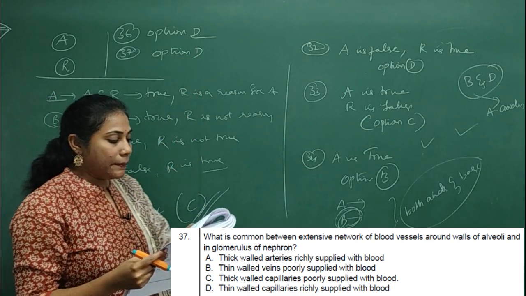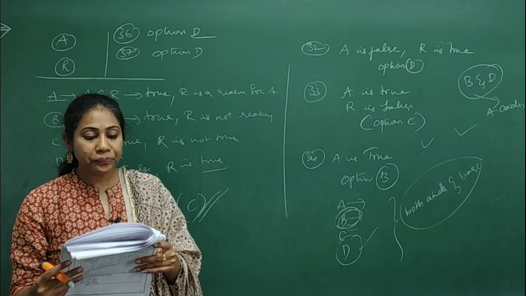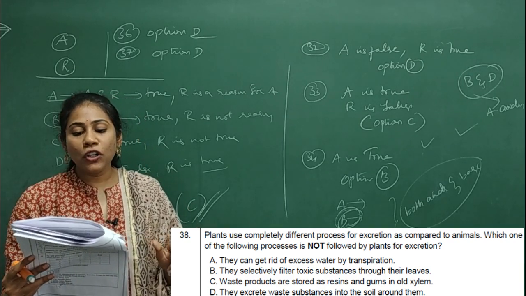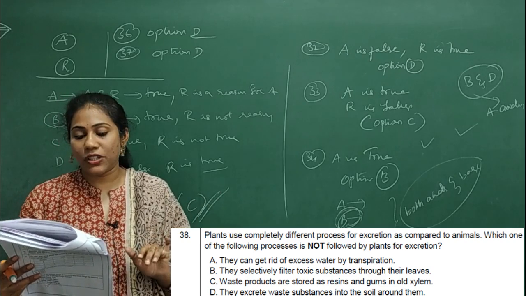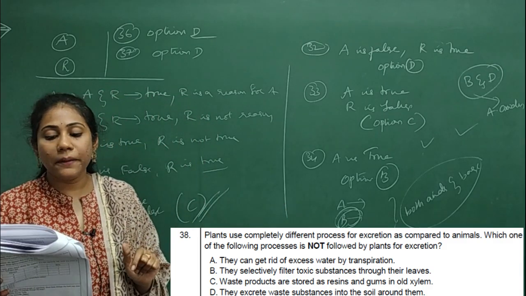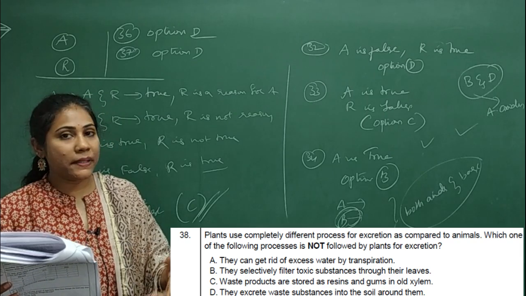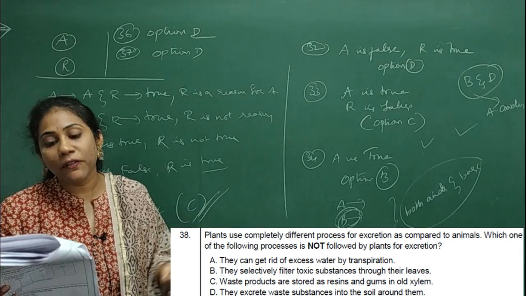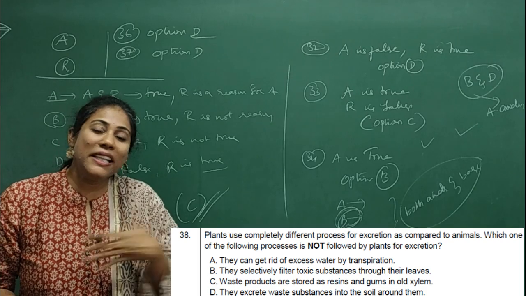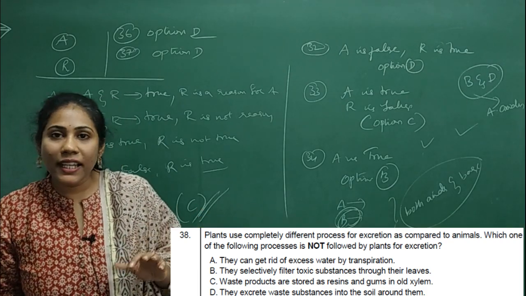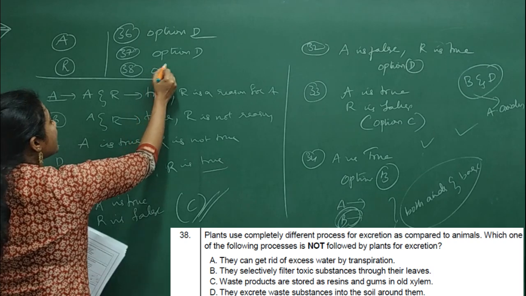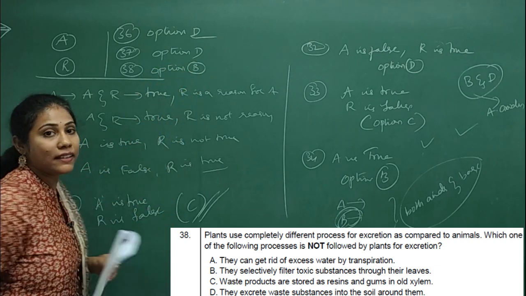Okay. Coming to question number 38, guys. Plants use completely different process for excretion as compared to animals. Which one of the following processes is not followed by plants for excretion? Which is not an excretory method by plants? That is what you have to select. Option A, they can get rid of excess water by transpiration. Yes, excess water will go away in the form of transpiration. A is correct. B, they selectively filter toxic substances through their leaves. You know, from leaves, toxic substances will not go, only water can go. So B is a wrong statement, right? So for 38th question, option B is correct.